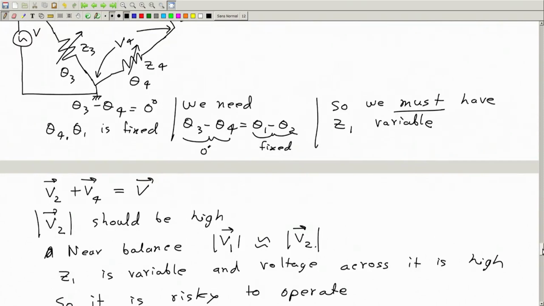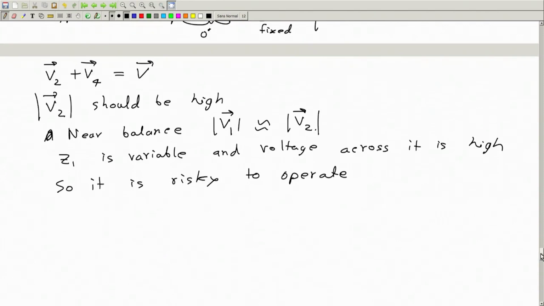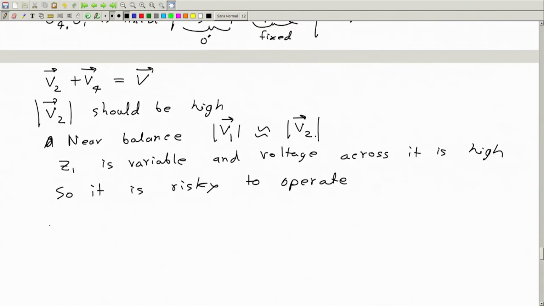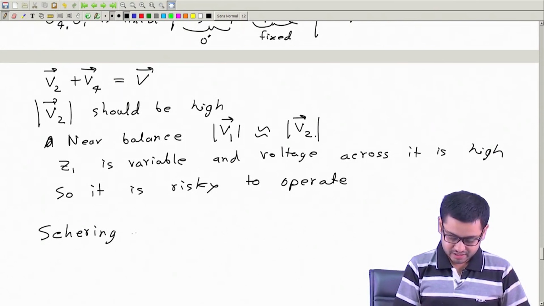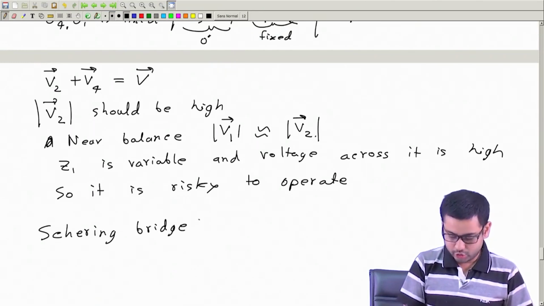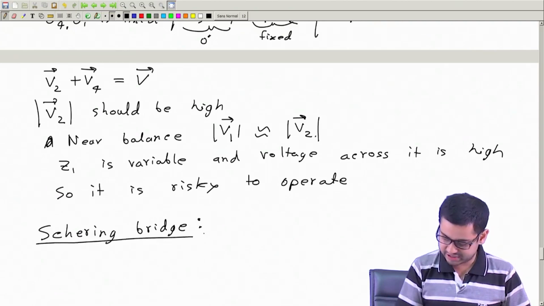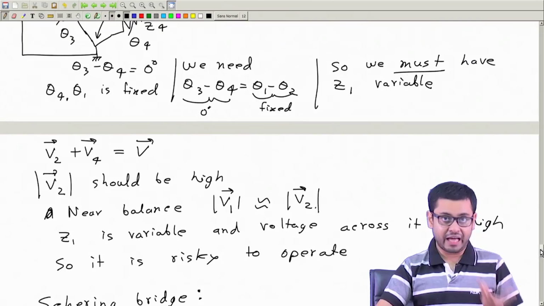So, what is the solution? The solution is what is proposed by Schering. This man proposed a nice solution which is not risky. His idea is called the Schering bridge. You need not remember these names. Just see how nice the idea is.